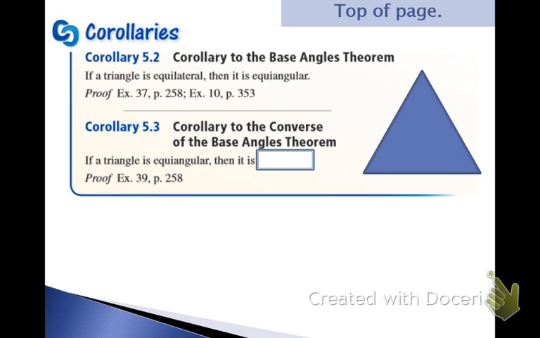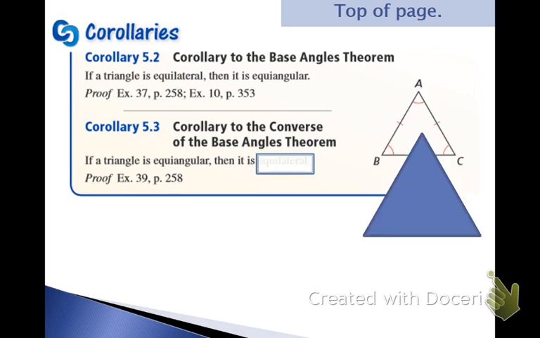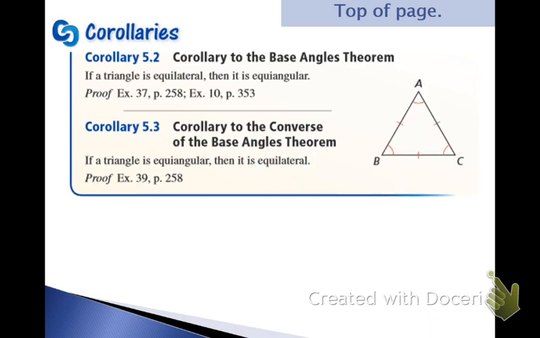So then you can guess what the other one says. If a triangle is equiangular, then it is equilateral. And then we'll talk about it.